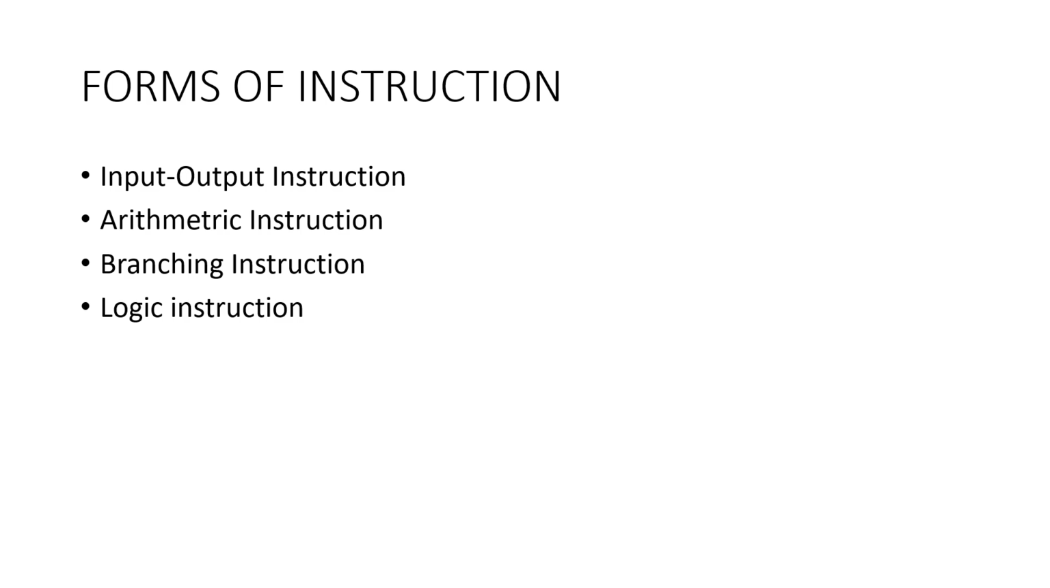Depending on conditions that are being built into the program by the programmer. This depends on the condition that has been built into the program by the programmer. So what the logic instruction will just do is to change the sequence of execution of instruction. So these are the forms of instruction that we have: the input output instruction, the arithmetic instruction, the branching instruction, and the logic instruction.